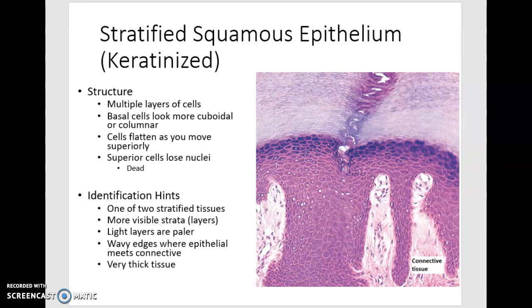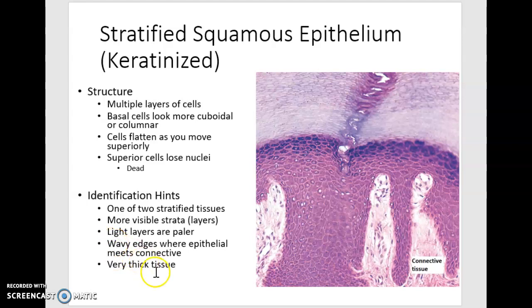Stratified squamous epithelium, this is keratinized. The one previously is unkeratinized. So the structure here is multiple layers of cells, and the basal cells look more cuboidal. And the cells flatten as you move superiorly. The superior cells lose the nuclei and they become dead.